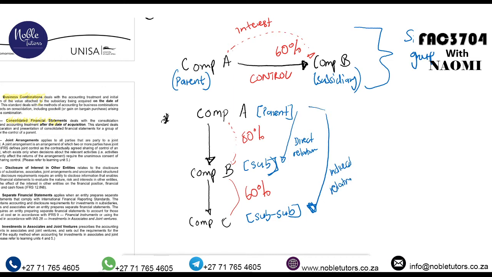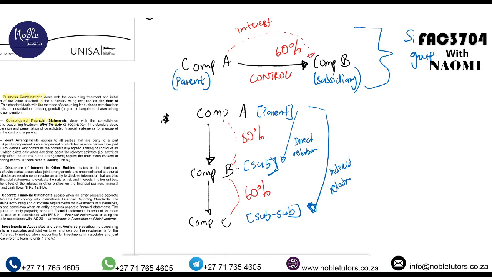What do I mean by indirect relation? Company A buys 80% in company B. That means in every profit that company B makes, company A will get 80% because they are parenting company B. Then company B goes and buys 60% shares in company C. So in every profit that company C makes, company B gets 60% of that. But remember, company B must share their profit with company A. So they will give 80%.